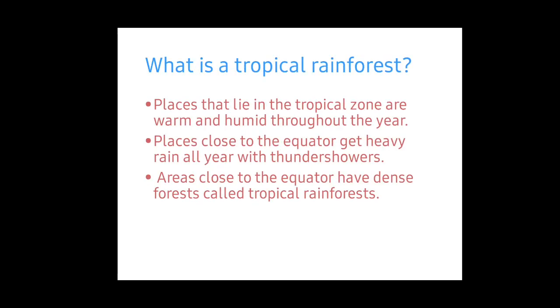What is a tropical rainforest? Places that lie in the tropical zone are warm and humid throughout the year. Places close to the equator get heavy rainfall all year with thunder showers. Areas close to the equator have dense forest called tropical rainforest.